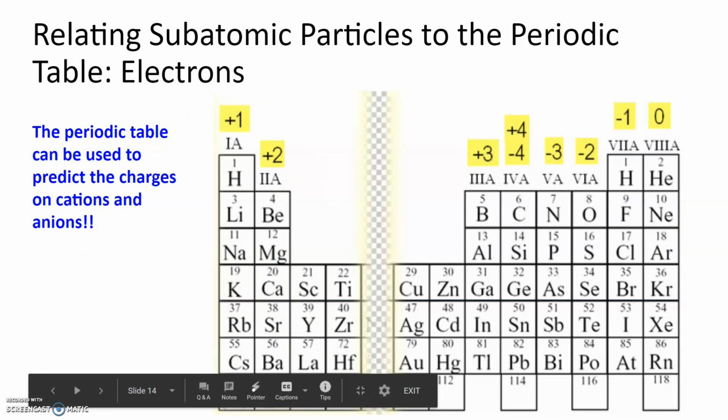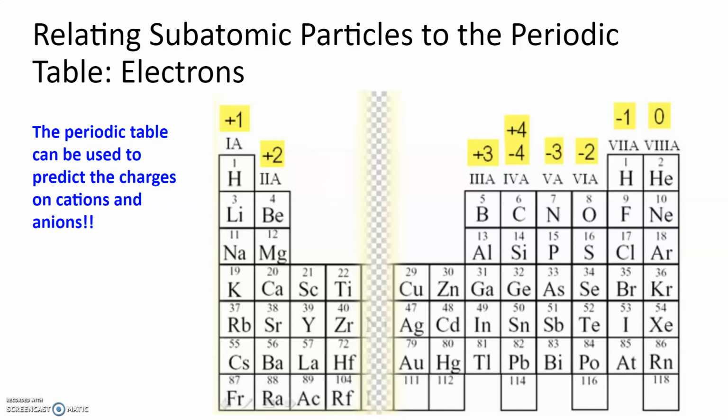The good news is that the periodic table can be used to predict a lot of charges. So the first family, or the first column on the table, hydrogen, lithium, sodium, and so on, all of those like to lose an electron. And we'll talk about why that is probably later this week or early next week. So lithium, sodium, potassium, rubidium, those all have a 1+ charge. They lost 1 electron.